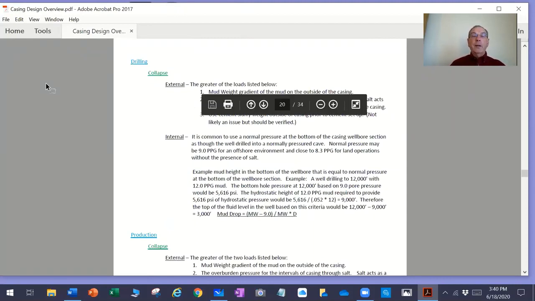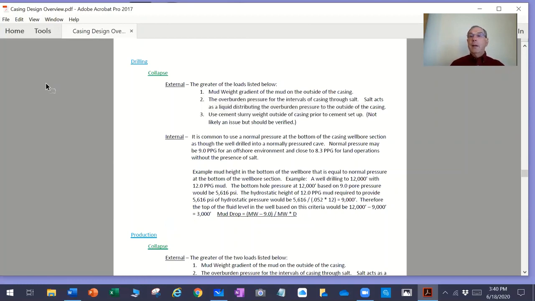So if we take a look at the drilling load case for collapse, the external pressure, we're going to use the higher of the pressures that we have in this list. Number 1 is the mud weight gradient on the outside of the casing. I've already mentioned when you're doing burst, you use pore pressure on the outside. When you're doing collapse, you use mud weight. So we will use mud weight on the outside of the casing.